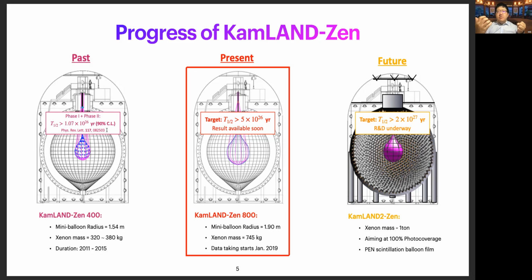The goal for KamLAND2-Zen is 1 ton of xenon mass and 100% photo coverage. We currently have several R&D efforts underway for KamLAND2-Zen, and the target sensitivity is 2 times 10^27 years.